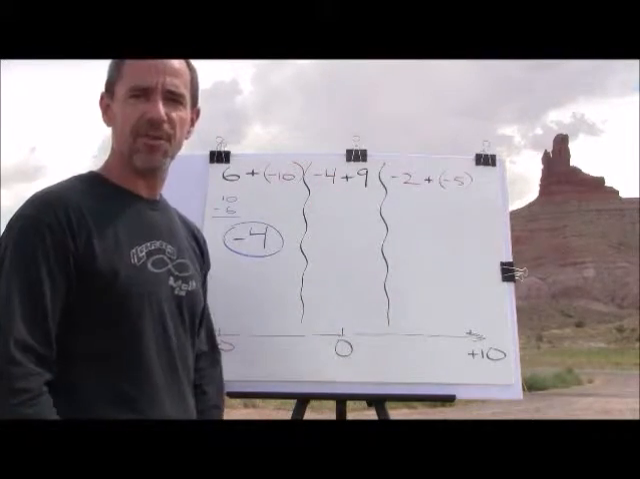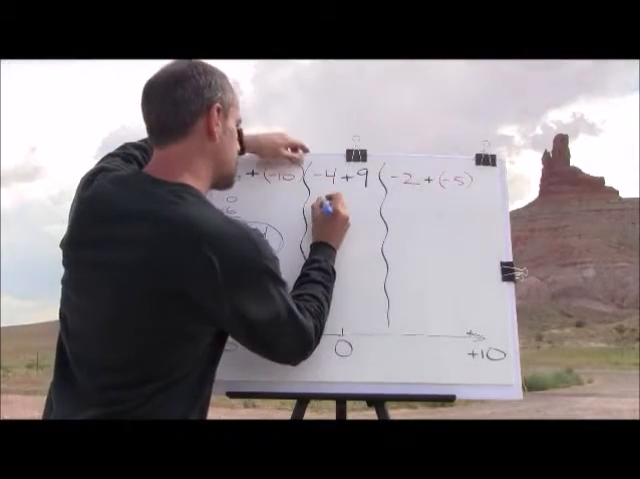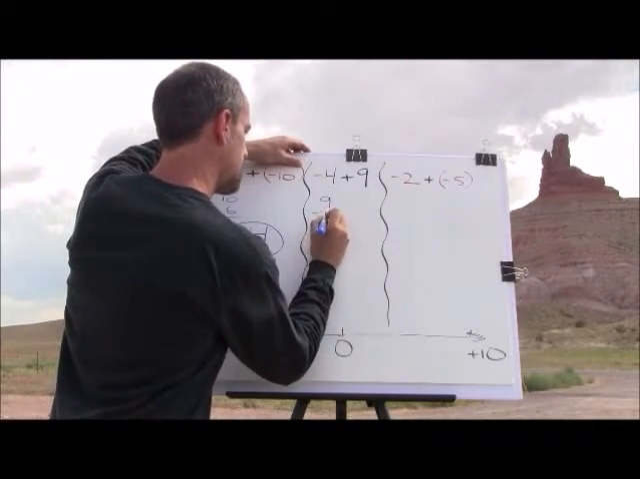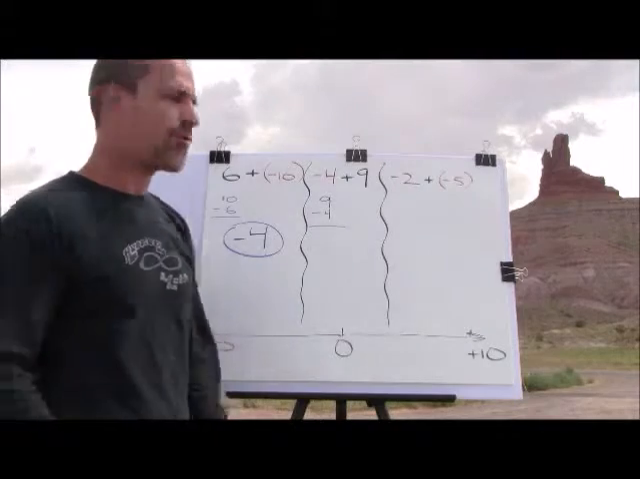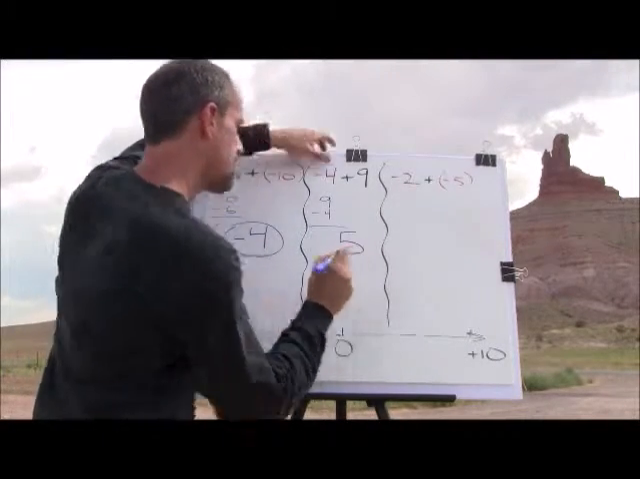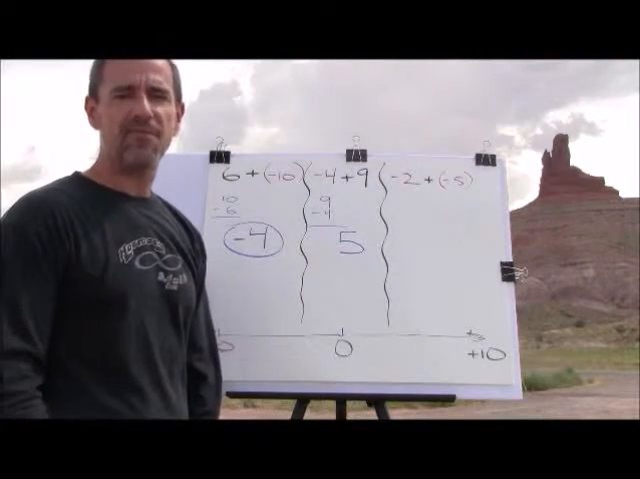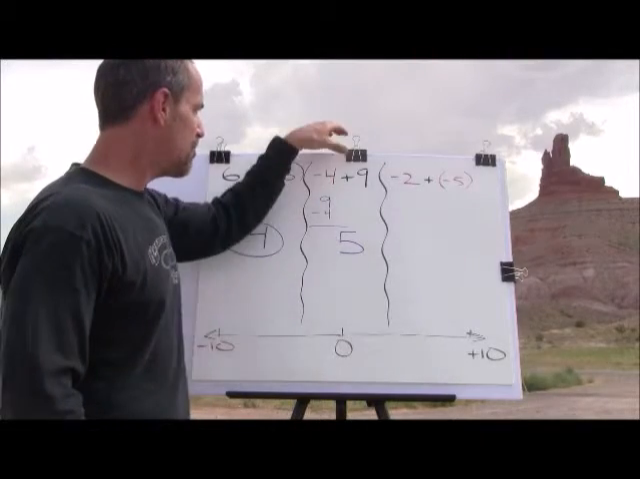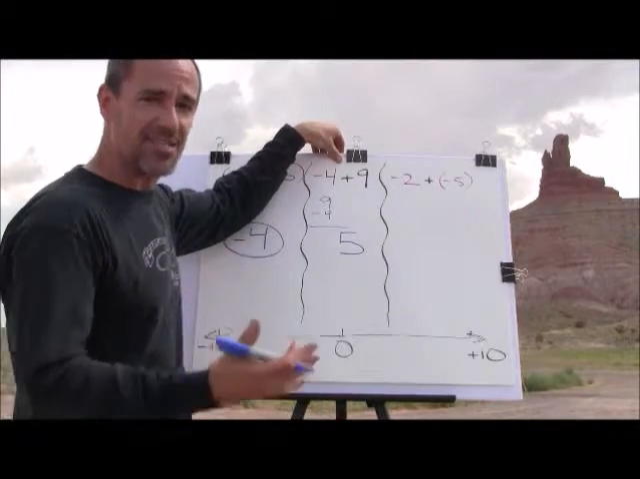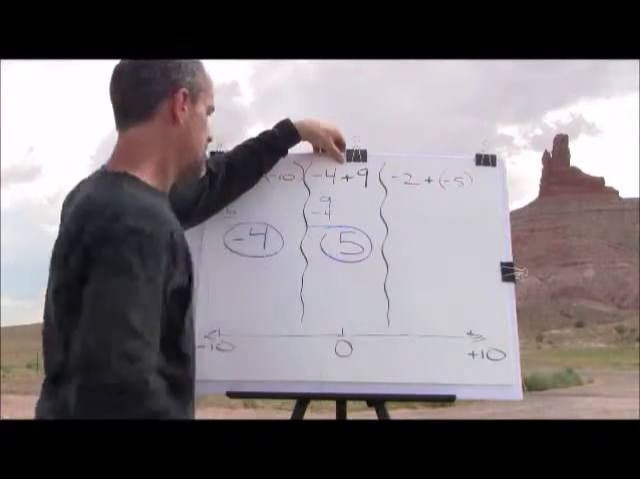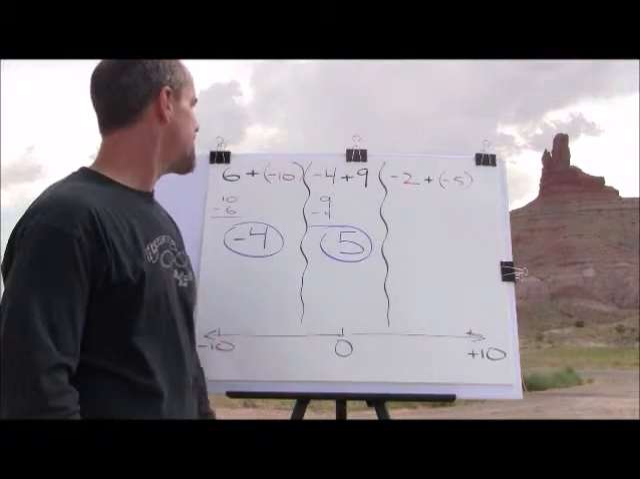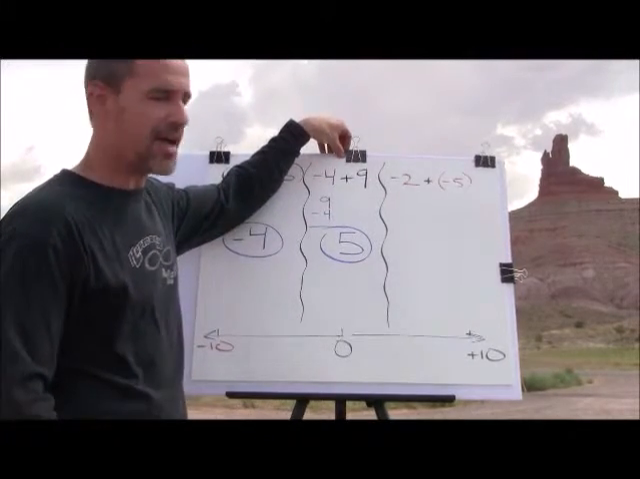Signs again are different, so we're going to subtract the two absolute values. 9 minus 4 is 5. And then we're going to steal the sign from the bigger absolute value. Well, the bigger absolute value here is 9, and it's positive. So again, we confirm that negative 4 plus 9 is positive 5.